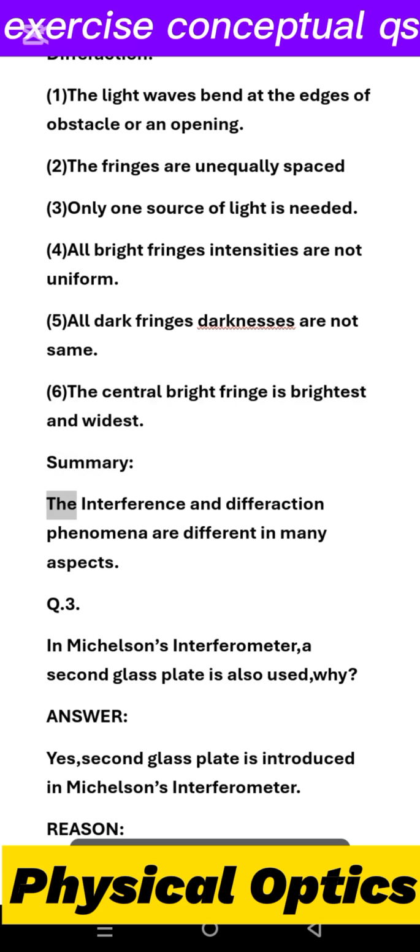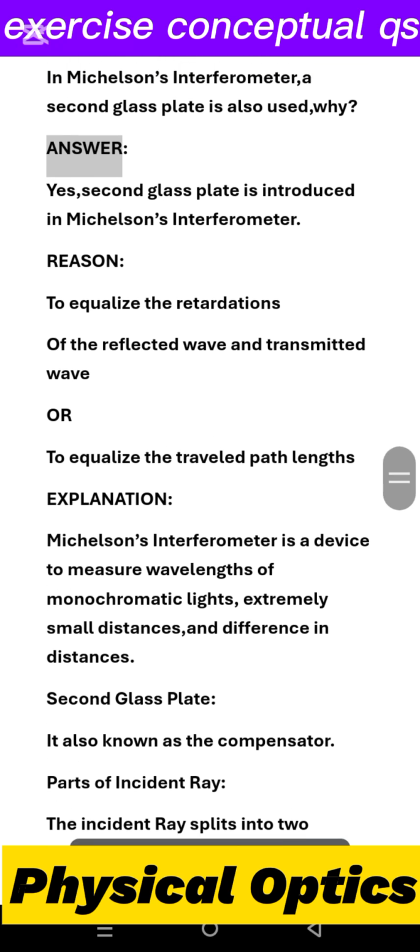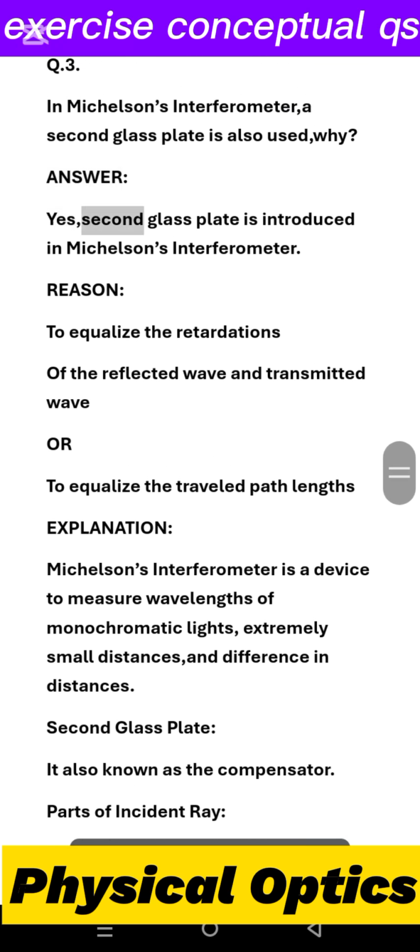Summary. The interference and diffraction phenomena are different in many aspects. 3 marks. In Michelson's interferometer, a second glass plate is also used. Why? Answer. Yes, a second glass plate is introduced in Michelson's interferometer. Reason. To equalize the retardations of the reflected wave and transmitted wave, or to equalize the traveled path lengths.